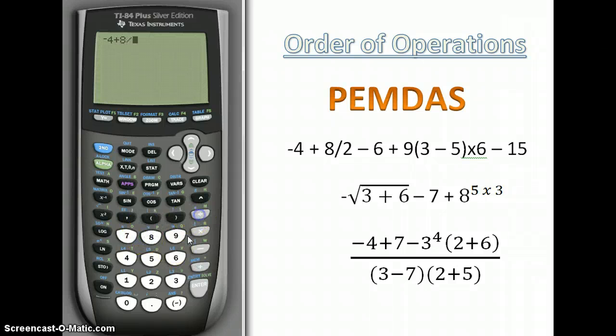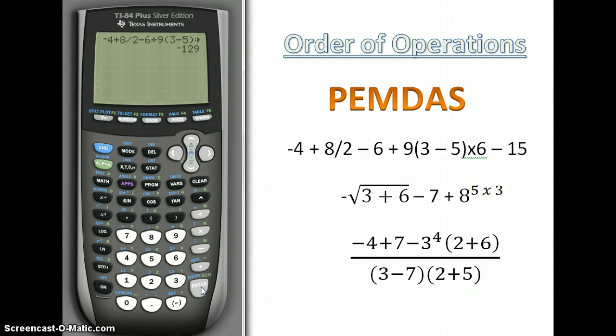So 8 divided by 2 minus 6 plus 9 parentheses 3 minus 5, it's not negative, it's minus, times 6 and then minus 15. Okay. Again, reinforcing the difference between the negative and the minus sign. Most likely what you'll see is a difference between the length of it. Notice how here it's a little bit longer than the negative sign out here. Normally your minus sign is longer than the negative, so that's something to remember. All you need to do is simply press enter, and we get our answer of negative 129.